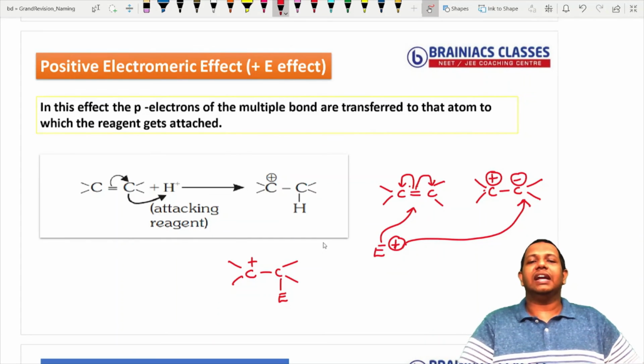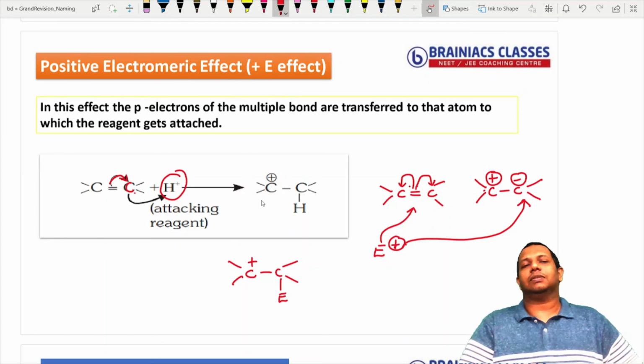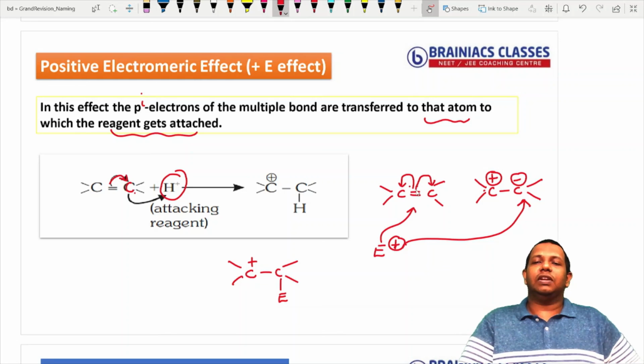So you can see that the shifting of electrons happens to one atom. So here you can see this is the atom in which shifting of electron happens, and to the same atom this electrophile is attacking. In such a case we call this as positive E effect. So in this effect, the pi electrons of the multiple bond are transferred to that atom to which the reagent also gets attached. So if it is moving in this direction, then minus charge will come here.